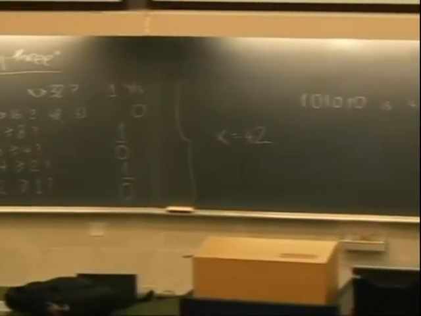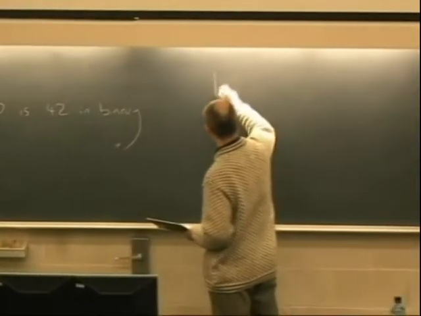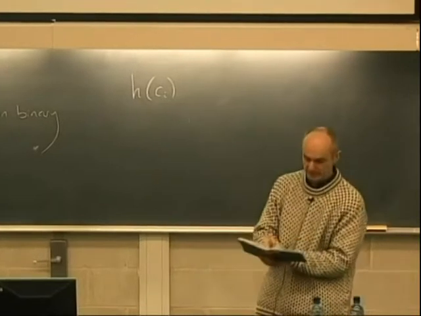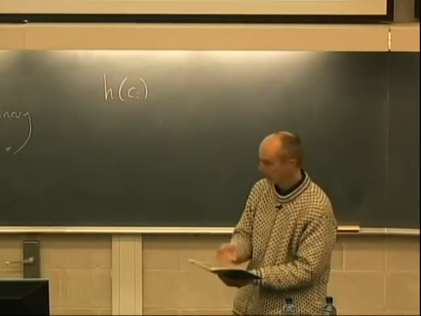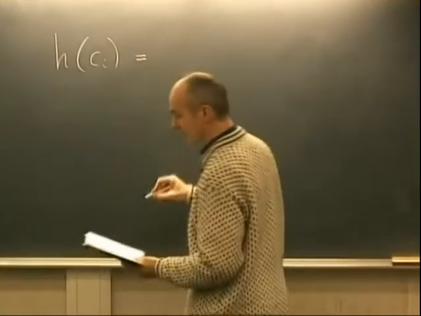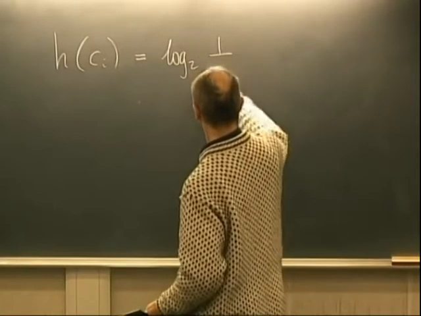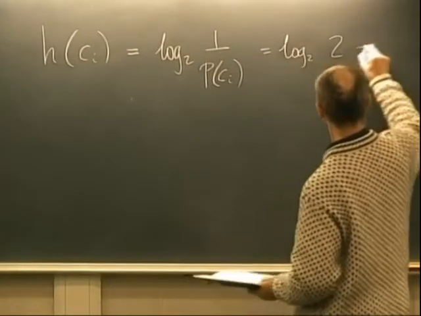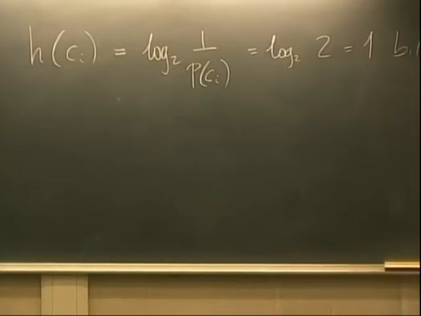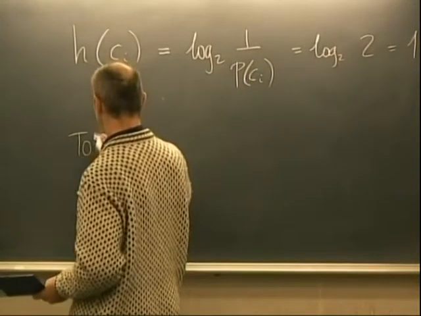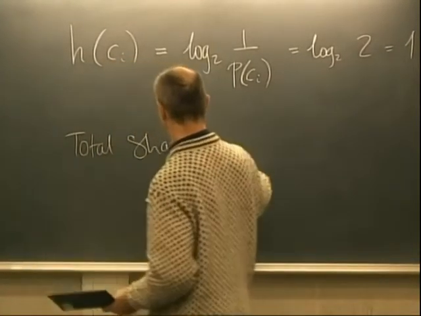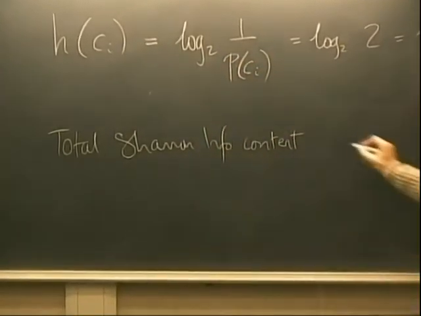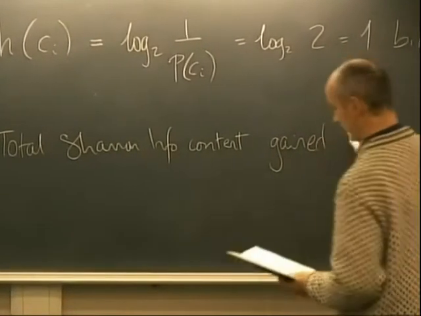What was the Shannon information content of each of these answers? Well, each time you asked the question, the ith question, you didn't know what I was thinking of, so it was 50-50 what the answer would be. So the Shannon information content of that outcome was log base 2, 1 over the probability of the outcome, which was a half whatever happened. So that's log 2, which is 1 bit. So the total Shannon information content that you gained throughout the whole thrilling game was 6 bits.